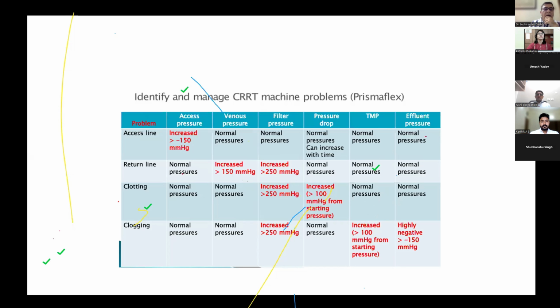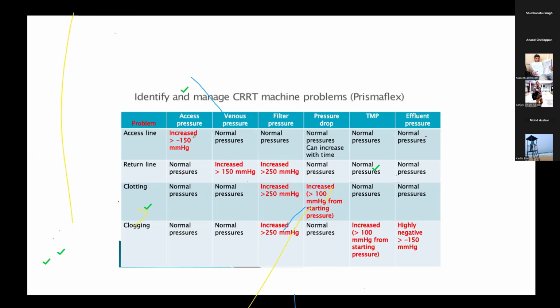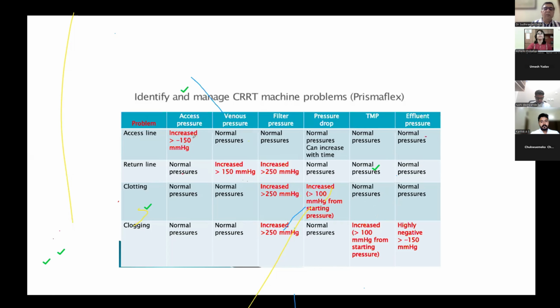Whereas in the access line, you can see that if there is any increased or more negative access pressure, that indicates there is some kinking or clotting of the catheter before the blood pump itself. In the return line, the venous pressure will be increased, and the filter pressure will also increase. Whereas in case of access line blockage, you will see that the filter pressure will be normal, and venous pressure also will be normal.